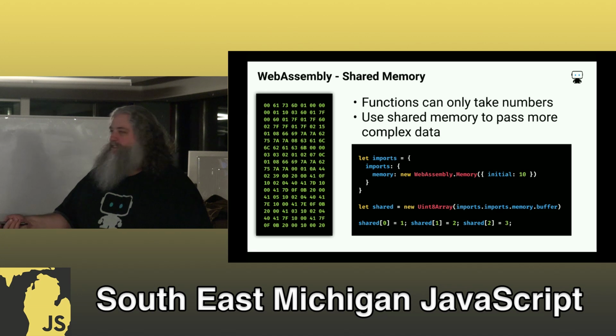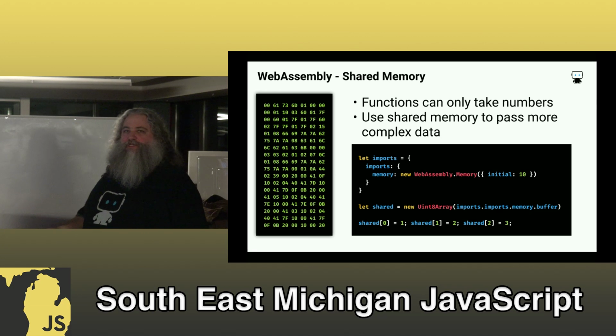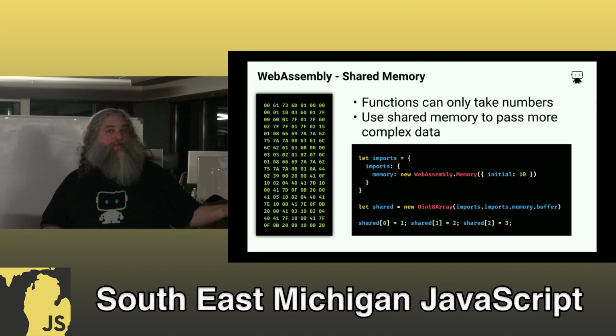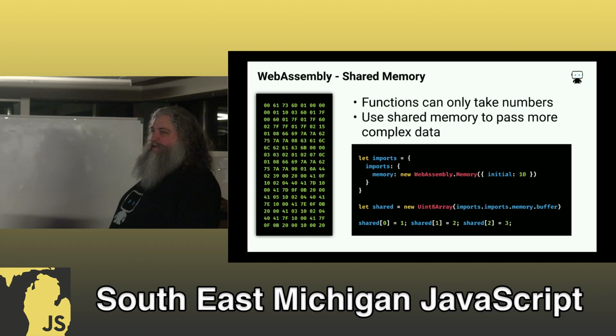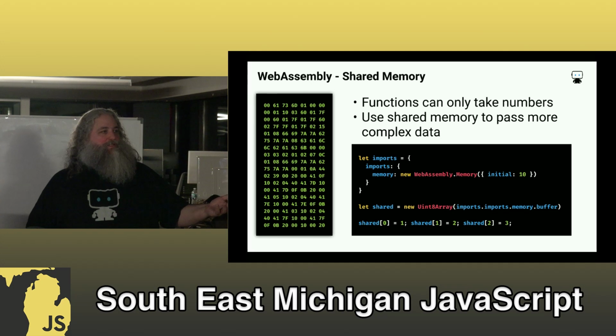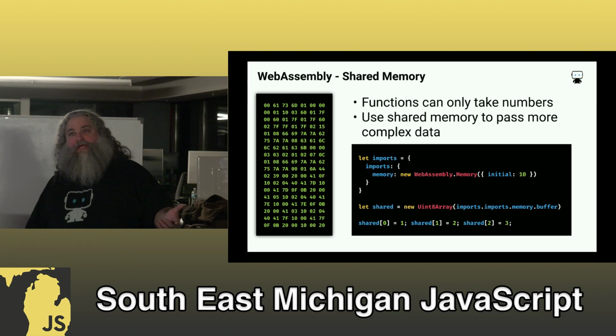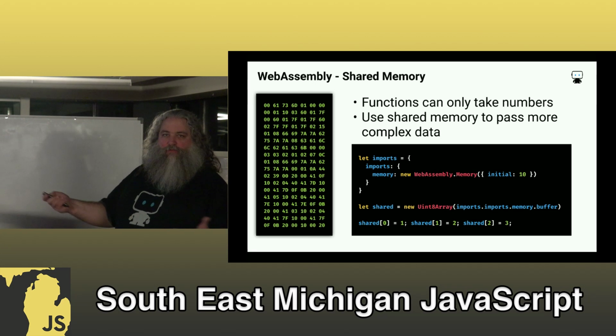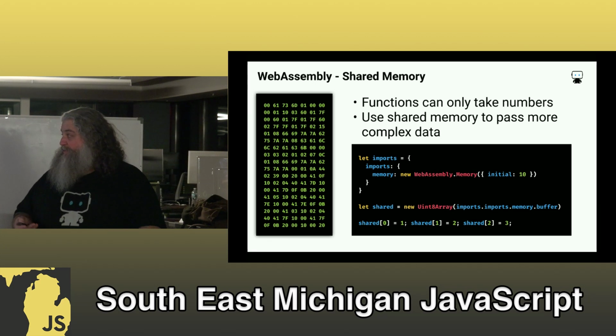There's also these globals you can pass in, and they're sort of like shared primitives that JavaScript can also access. So you could say, hey, here's an integer that JavaScript has created, and then you can share that globally between all the WebAssembly modules that you import that into.